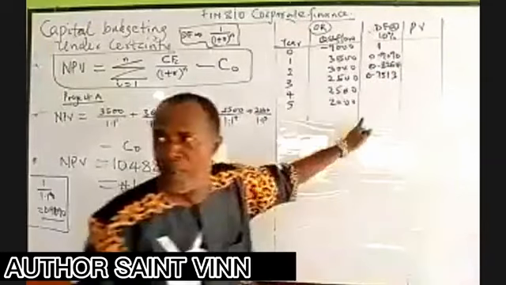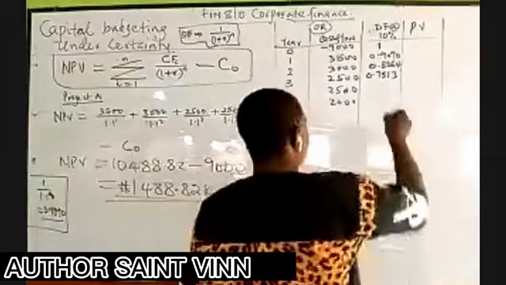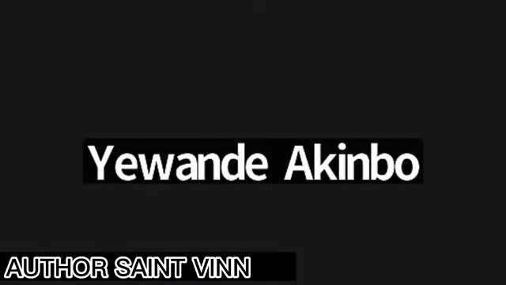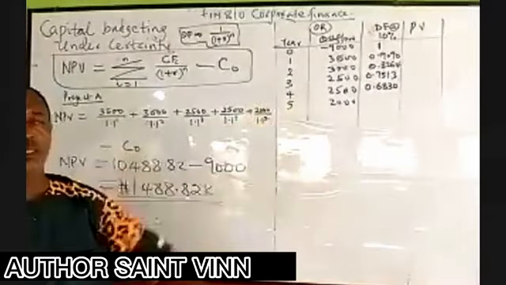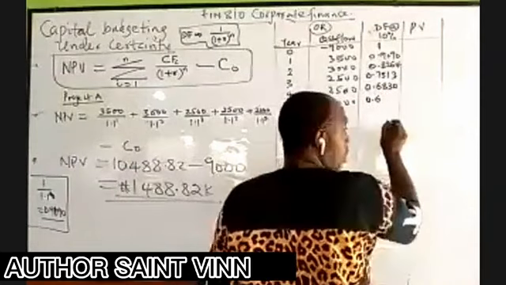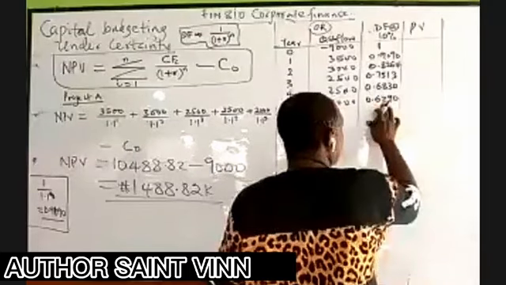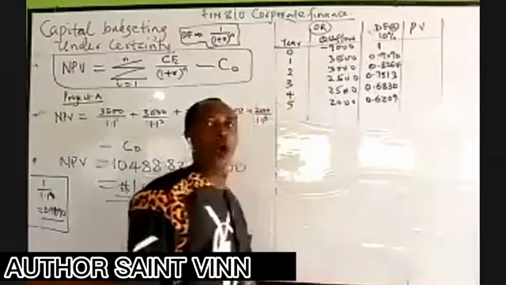0.7513. Divide again by 1.1. 0.6830. Divide again by 1.1. 0.6209. Like this. It's not approximate.